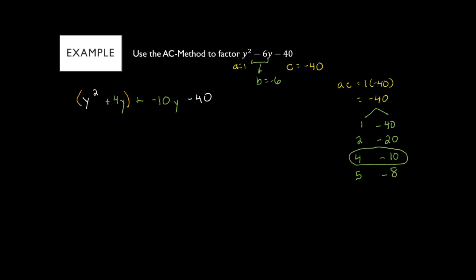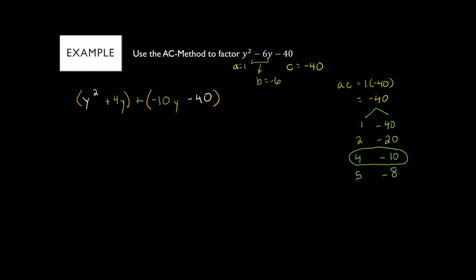And then we group them together, and you want to make sure when you group them you have a plus sign in between. So that's why instead of writing -10y, I wrote plus -10y. So you have to have a plus in between these 2 groups.